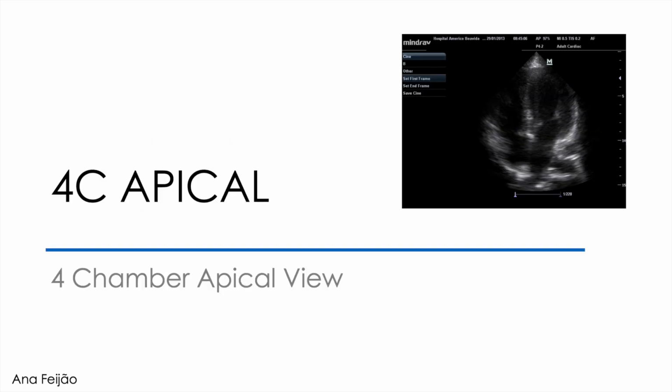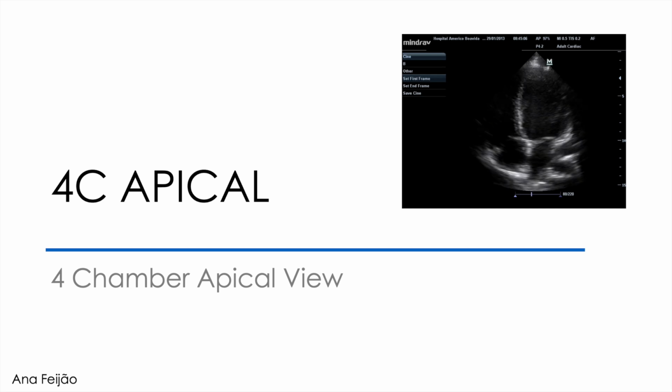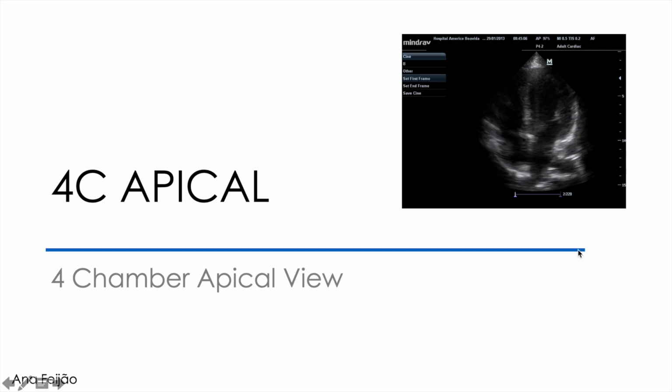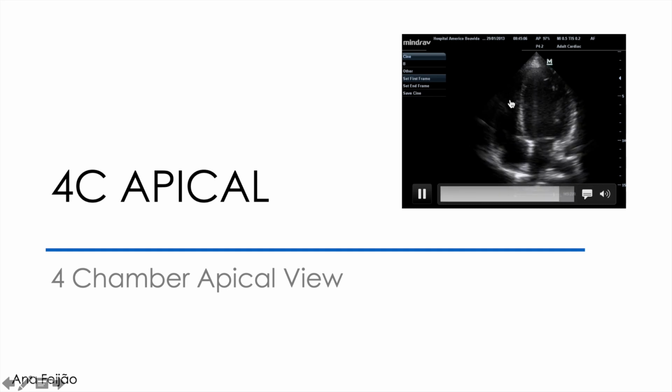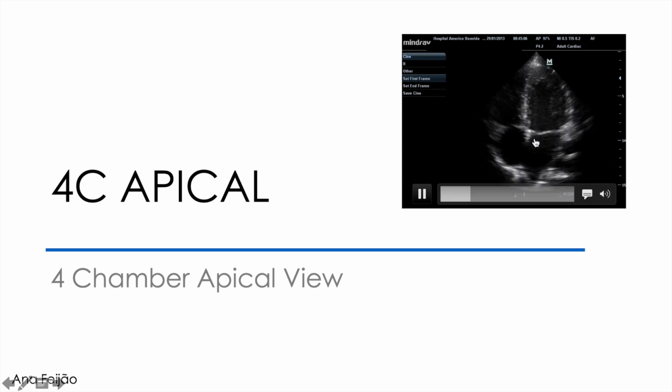I always start with apical four-chamber. We should see the four well-open cavities: the left ventricle, the left atrium, the right ventricle, and the right atrium. Between the left ventricle and the left atrium, we have the mitral valve, and between the right ventricle and the right atrium, we have the tricuspid valve.